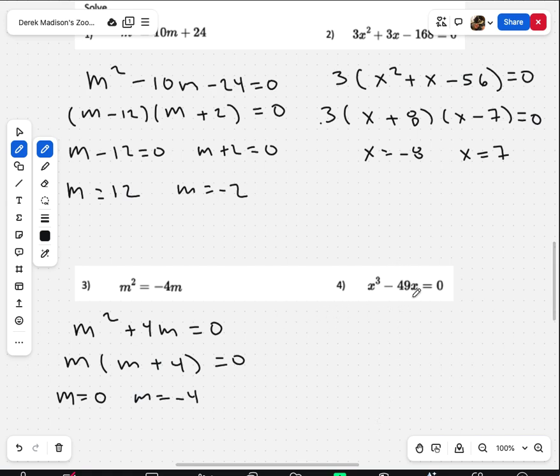This next one, so we factor, looks like it has a common factor of x, so we'll pull that out front.